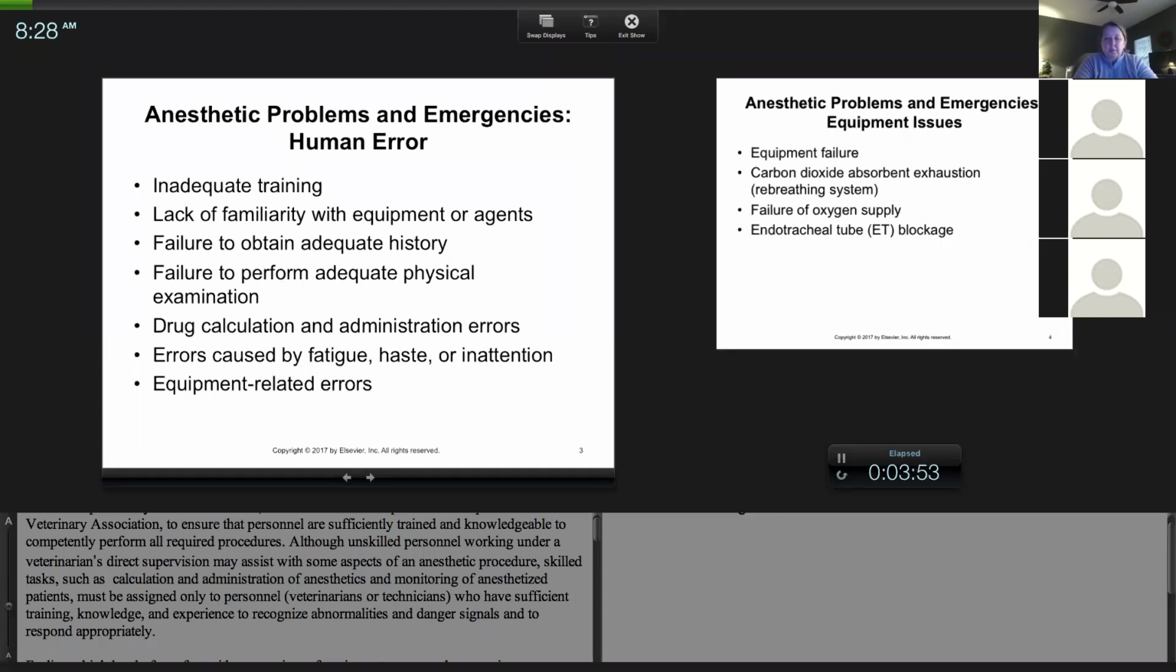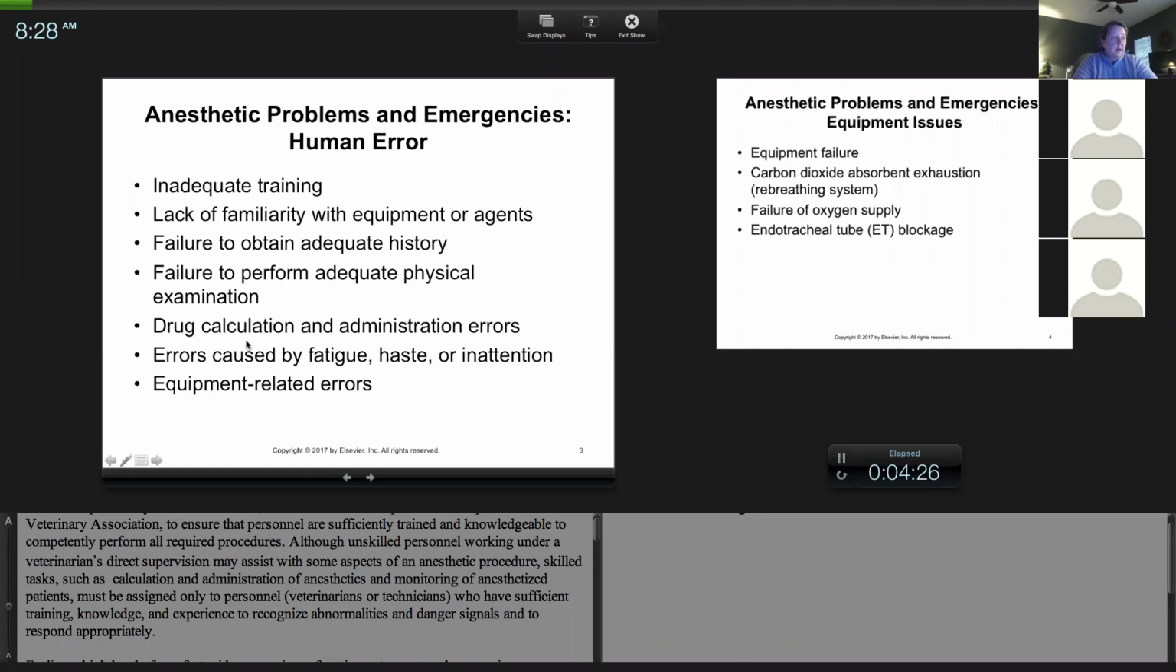You could miss muffled lung sounds. The big things we need to look at are cardiovascular and respiratory health. Are there any cardiorespiratory diseases, any neurologic deficits, and any concurrent organ disease? Because your liver and kidneys metabolize the anesthetics and excrete them. So if an animal has liver or kidney disease, we have to know that ahead of time.